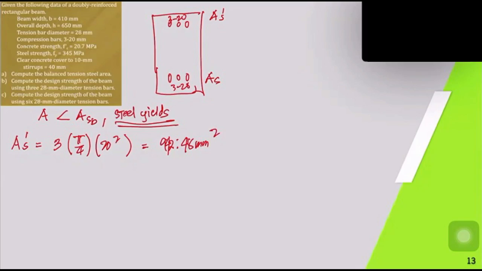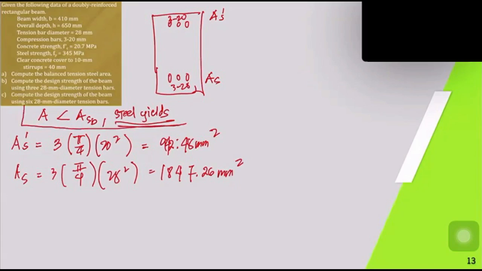Then As equals three times pi over 4 times 28 squared. I'm sorry, this is for tension only. This is As for the component analysis. So is this greater than or less than As balance? So it still yields.